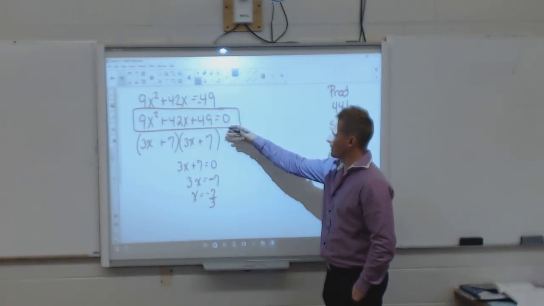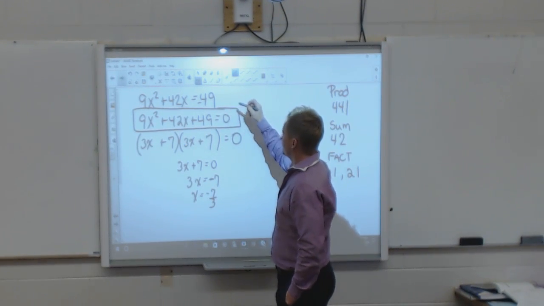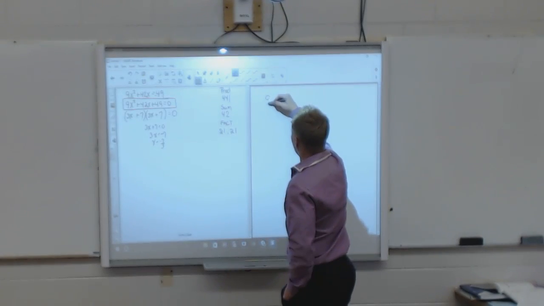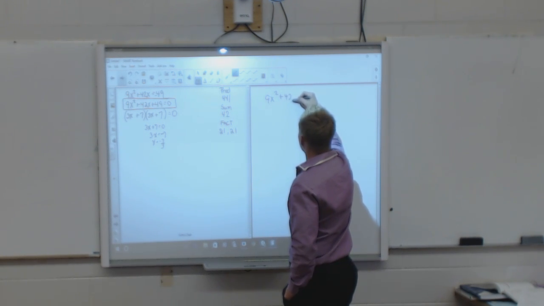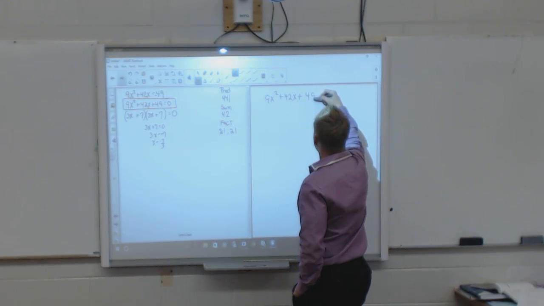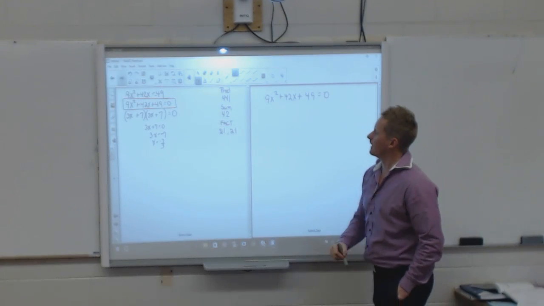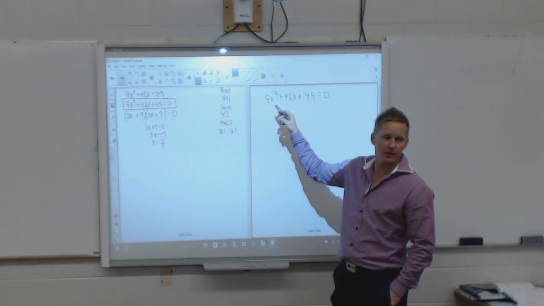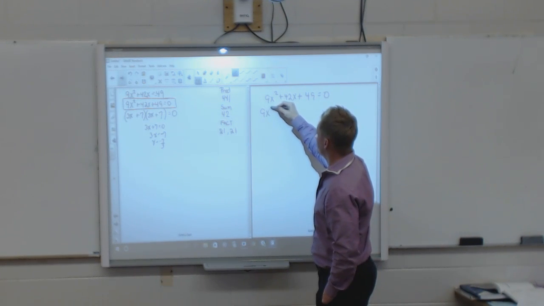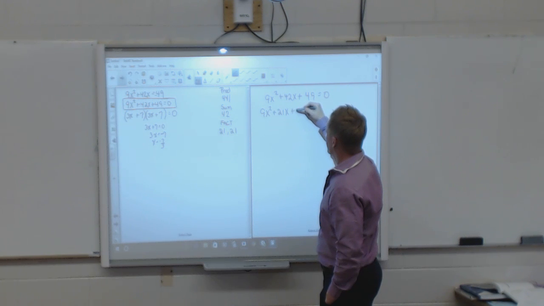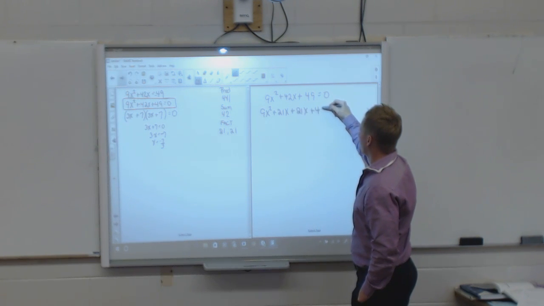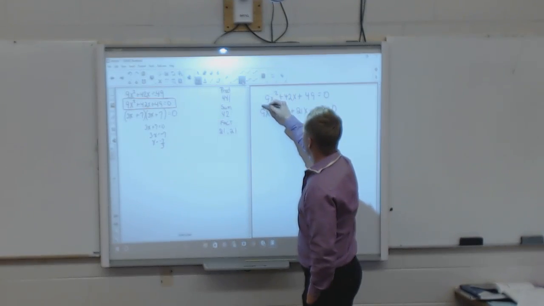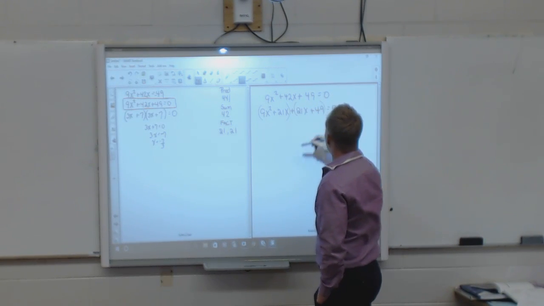Okay, so let me go back to this part here. Let me do it on a separate page here. So I've got this at this point. This is again a refresher for you. Okay? So I have 21 and 21 were my factors, so I put them in instead of 42. So I go 9x squared plus 21x plus 21x, add 49 equals 0. Then I put brackets, very good. Brackets here, brackets there.